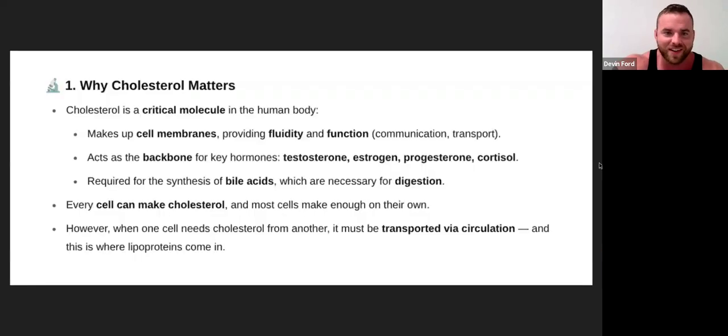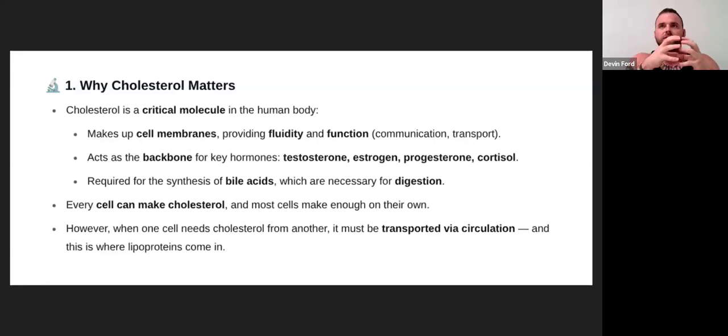So let's dive in. Why cholesterol matters. Cholesterol is super critical. If you guys are familiar with the cell membrane, the outside of the cell, it has to be pretty fluid, right? Think, it could be rigid and brittle, or it could be nice and fluid. If it's fluid, it allows for communication with other cells. It allows for transportation. You can actually pierce the cell wall and let things into the cell, which is essentially how we get vitamins and minerals into the cell. So it's really important. Cholesterol is what creates that cell membrane fluidity, right?